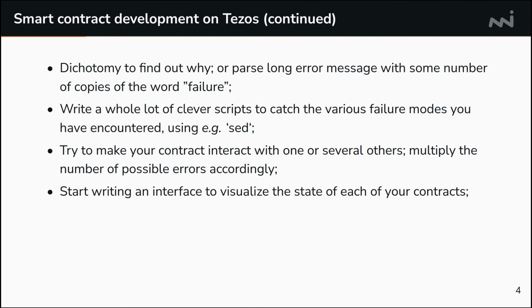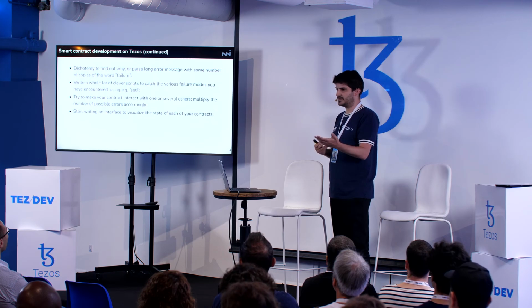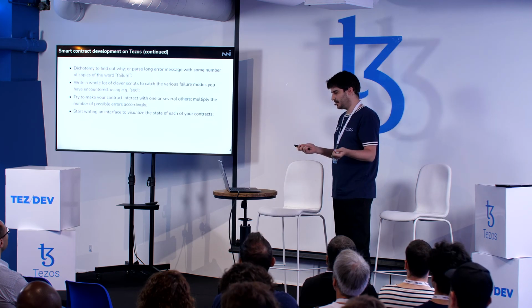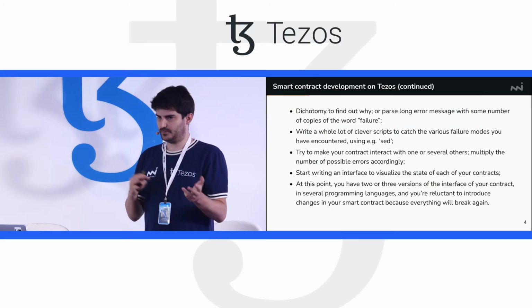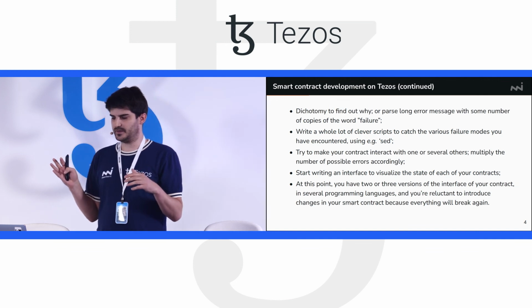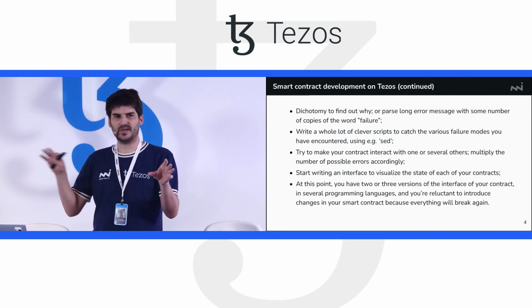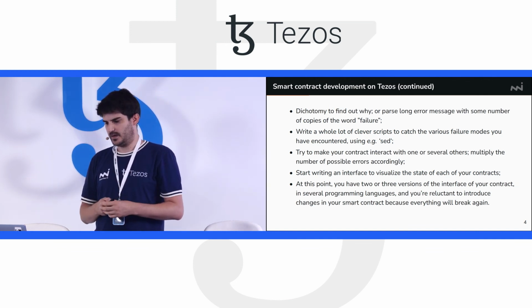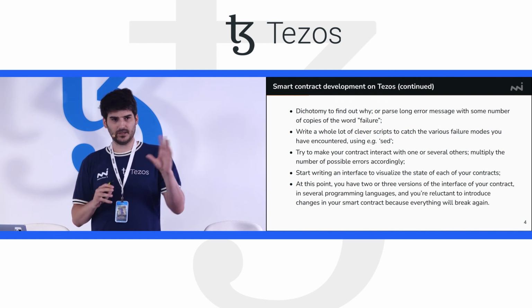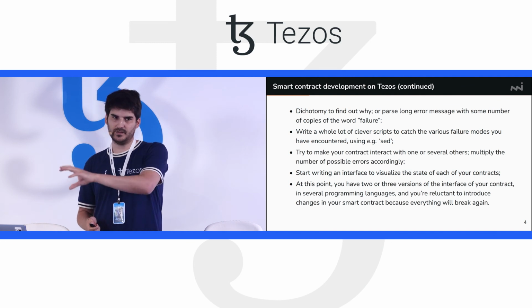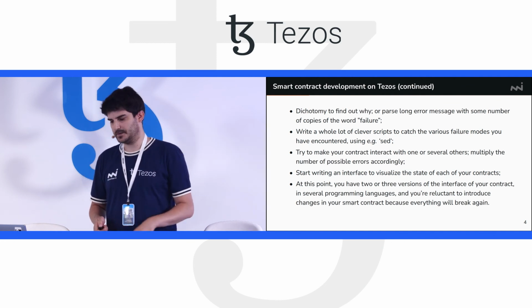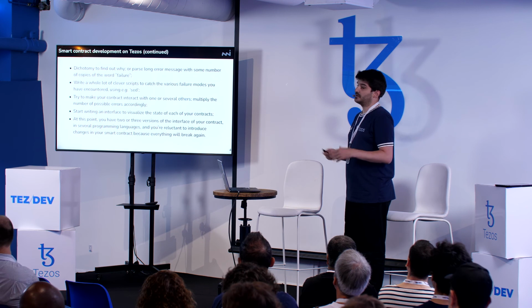And then, of course, the smart contract is just the first step. You want to build a DApp, right? So you start writing an interface to visualize the state of your smart contract. So at this point, you have maybe two or three different versions of the interface of your contract. You have the contract, the backend, the visual interface. And anytime you're going to change anything in your smart contract, you're going to have to make all the changes in the backend and in the visual interface. Because otherwise it's going to break again.